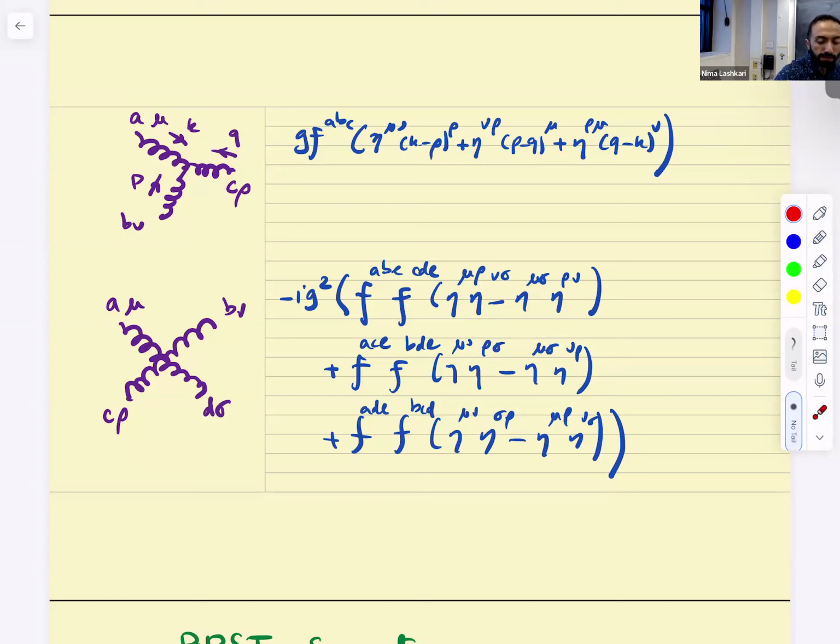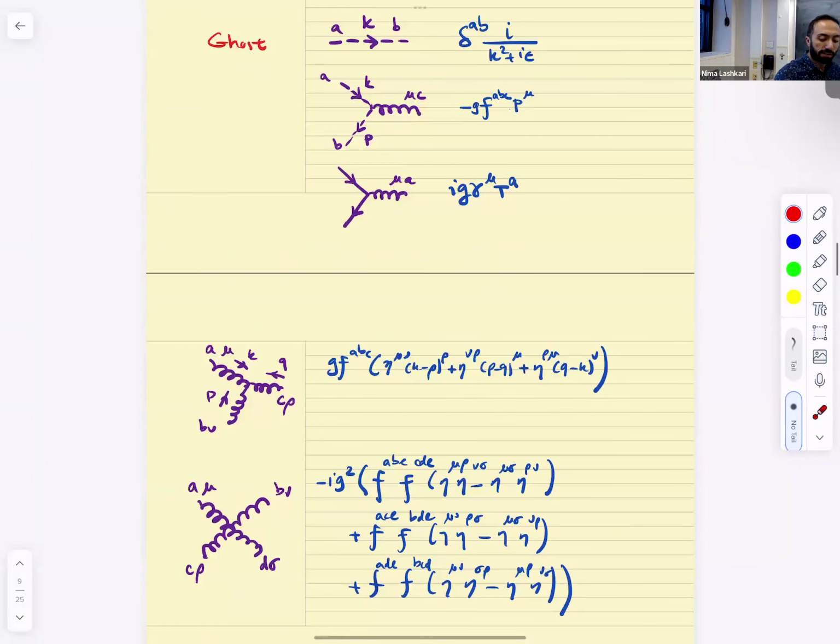Any questions? Now, just in advance, if this is the Lagrangian, if you were to introduce counterterms, what kind of counterterms would you have to introduce?